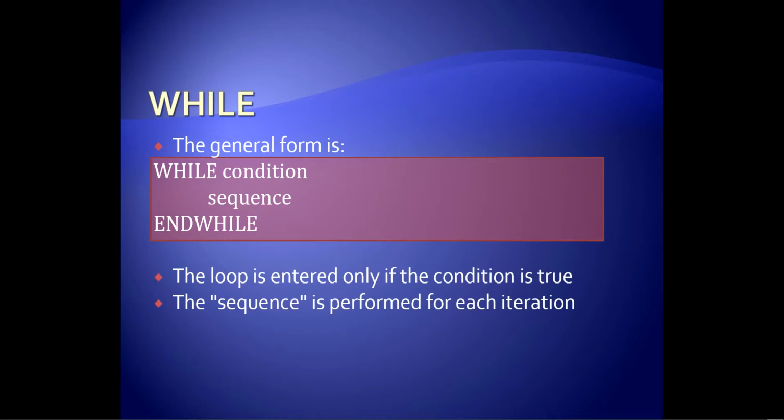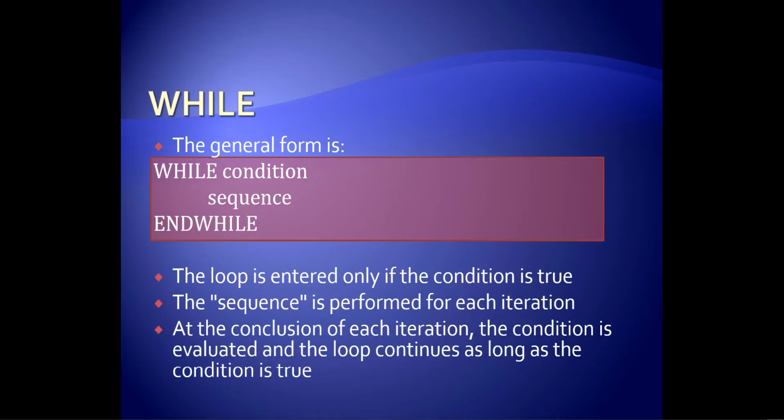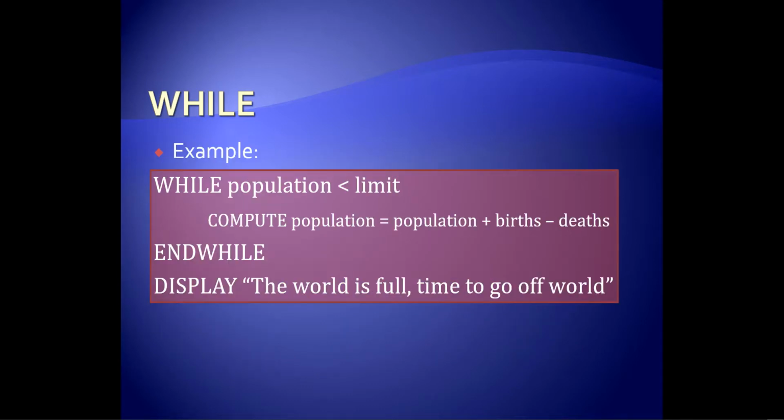So we already covered all this. That's great. At the conclusion, now this is very important. At the conclusion of each iteration, the condition is evaluated and the loop continues as long as the condition is true. So what that means is it's tested after the loop cycle is done. So it'll never enter the loop unless the condition is true, and it'll never re-enter the loop unless the condition is still true. Let's look at a simple example.